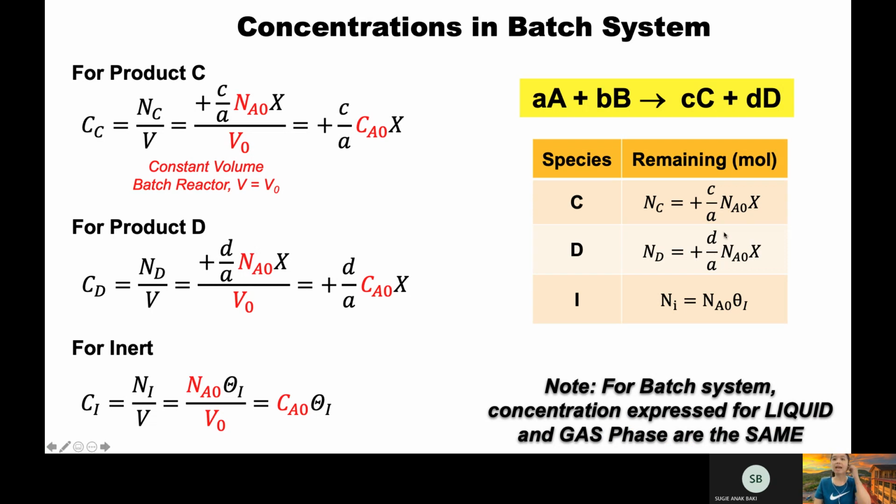From the table I already know NC, ND, NI. I can express the concentration. So you will get the outlet or remaining concentration of C equals (plus C per A) Ca0 X. Outlet for product D, the concentration of D equals (plus D per A) Ca0 X. And for inert, the concentration equals Ca0 theta I. So for inert, that's why we need the table, because to express the concentration, we need to know this value from the table.